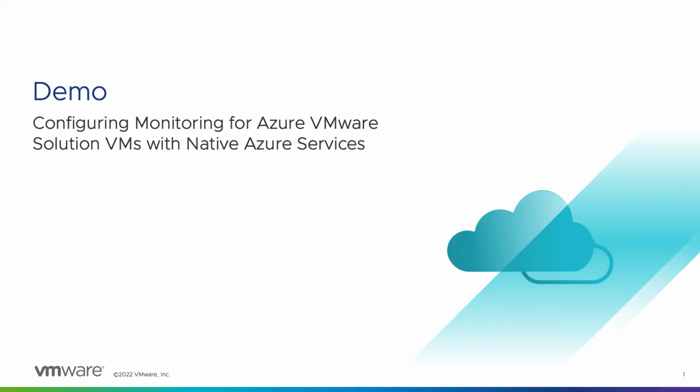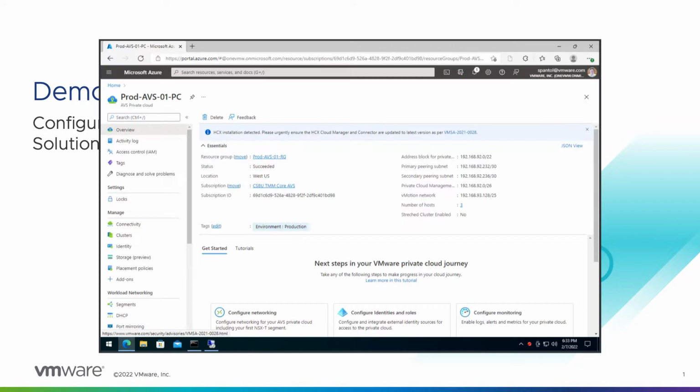Hello! In this demo, we're going to look at monitoring AVS VMs using Azure native tools. So we'll start off here in the Azure portal. We're open to our private cloud object. We start with creating a Log Analytics workspace, and then we'll send data to it and report out of it.